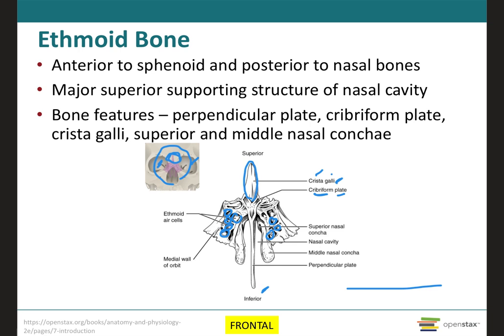Then we have what we call the superior nasal conchae and the middle nasal conchae. Right over here, this would be your superior, this would be your middle, and these will sit inside of the nasal cavity, which is the space right over here in the middle. And they're going to be important to make sure that the air that we inspire gets swirled within the nasal cavity. And the last bone feature that you need to know is the perpendicular plate right over here.